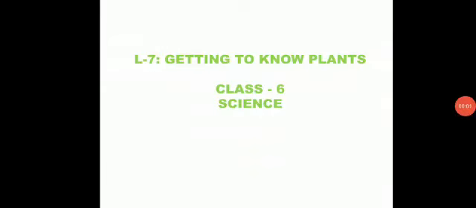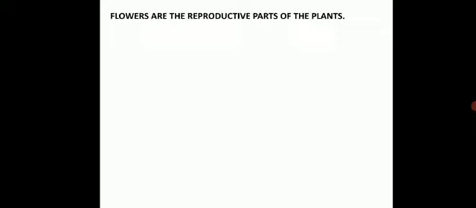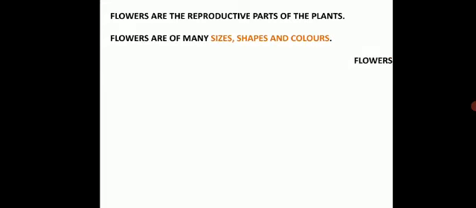Hello everyone, in this video I'm going to explain the subtopic flower and the parts of a flower from the lesson Getting to Know Plants. What are flowers? Flowers are the reproductive parts of the plants. Different plants have different types of flowers. Flowers are of many sizes, shapes and colors. They have different kinds of fragrances.